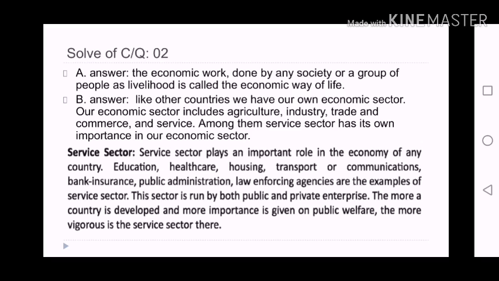This sector is run by both public and private enterprise. The more a country is developed and the more importance is given to public welfare, the more vigorous the service sector is. So by saying this, you can sum up writing the answer to question number 2. I am not describing it further as I have already described the service sector for the previous question number 2 of creative question 1.